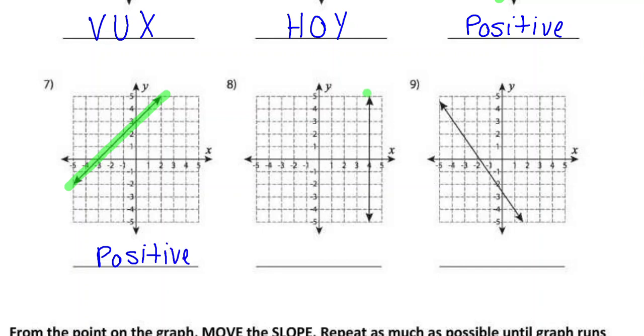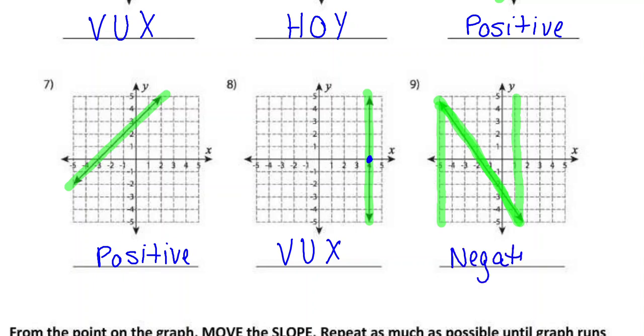This one is a vertical. So this is a vertical line with an undefined slope, with an x-intercept at 4. And then this last one goes down from left to right, and I can also make the letter N. So this is a negative slope.